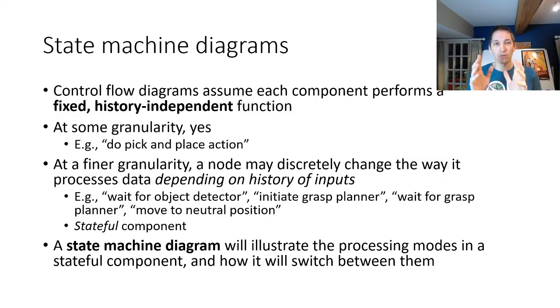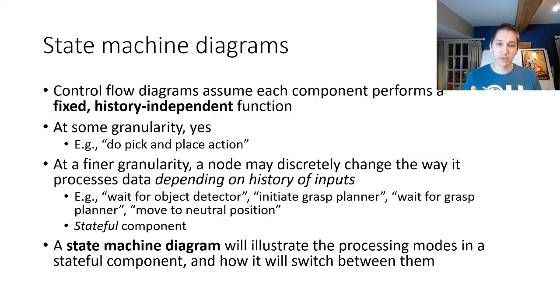So the way that our behavior is going to change depends on the history of where it's been before. For example, in this case, we're going to wait for the object detector to complete. We will then initiate the grasp planner. We'll wait for the grasp planner to complete, etc. So we actually have stateful components here.